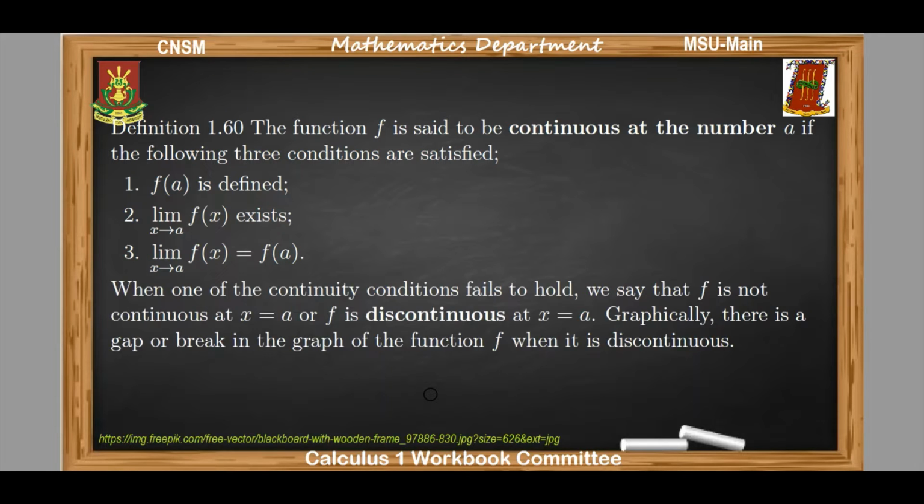given data. When one of the continuity conditions fails to hold, we say that f is not continuous at x equals a, or f is discontinuous at x equals a. Graphically, there is a gap or break in the graph of the function f when it is discontinuous. So, from this definition, kapag merong hindi na-meet sa tatlong condition na to, this 1, 2, and 3, masasabi natin na discontinuous or hindi continuous yung graph na magagawa ng function natin. Meaning, there are points na mapuputol yung graph.